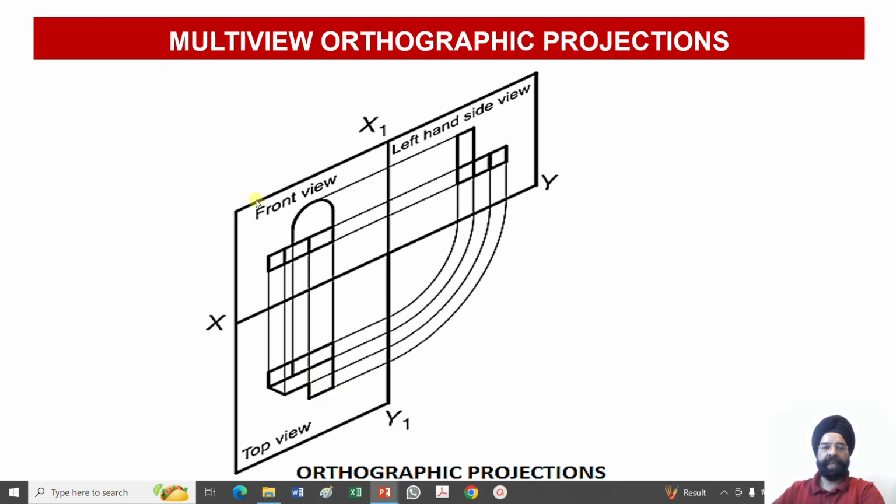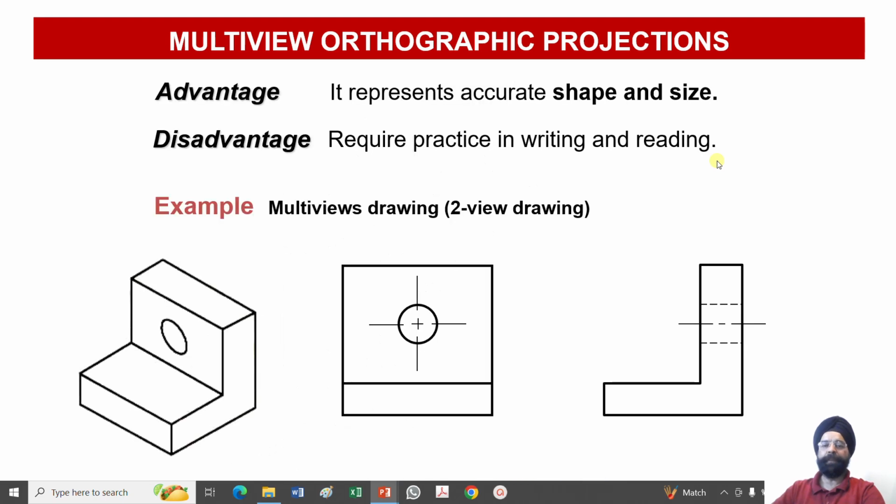This is HP, this is VP, and this is my profile plane. So profile plane is rotated like this, horizontal plane is rotated clockwise downward. So you can see we have been able to obtain all the three views, front view, top view and left side view, onto the same 2D piece of paper in a single plane or onto my computer screen.